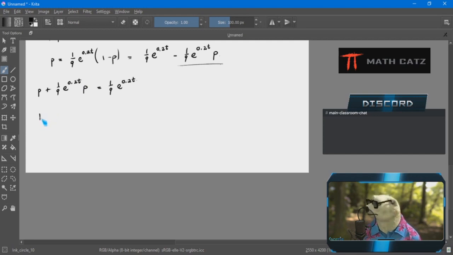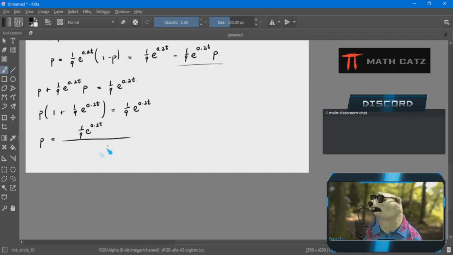So then I can factor out a p on the left to get 1 plus 1 over 9 e to the point 2t. It's going to look fine in the end. It's just a little tedious to get there. 1 over 9 e to the point 2t. And so p I can finally solve, and I'm going to make this look a little better as well. The right hand side over this bracket.